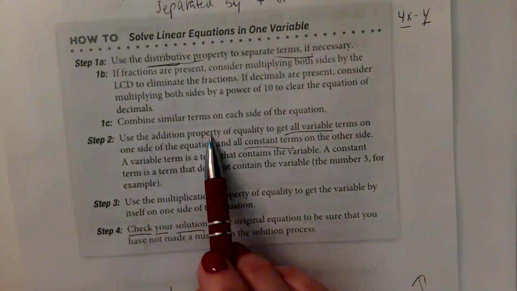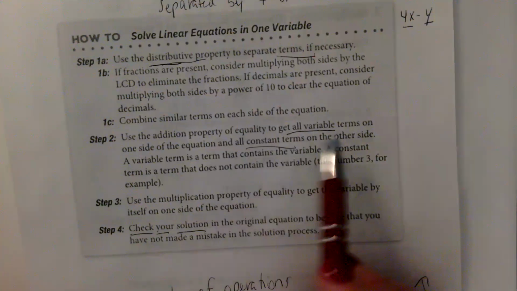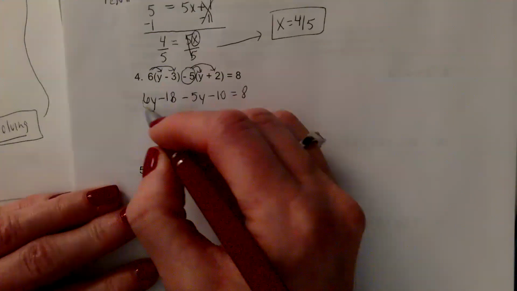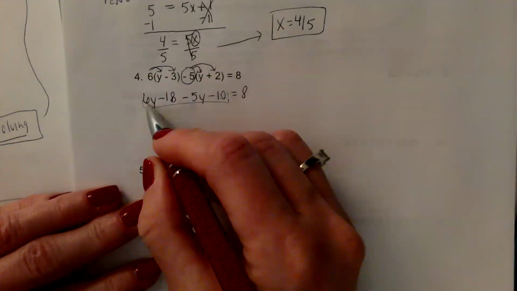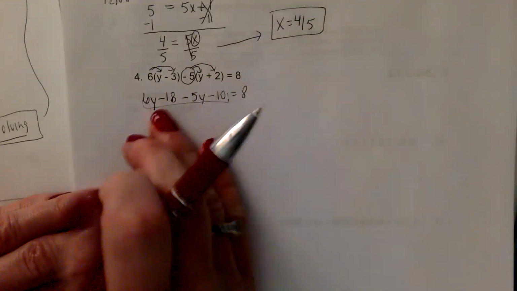And then it says use the addition property to get all variable terms on one side of the equation and all constant terms on the other. So first, I'm going to gather everything on the left. I'm going to just consolidate, meaning I'm going to add my like terms because they're all on one side of the equation. I just can combine them.